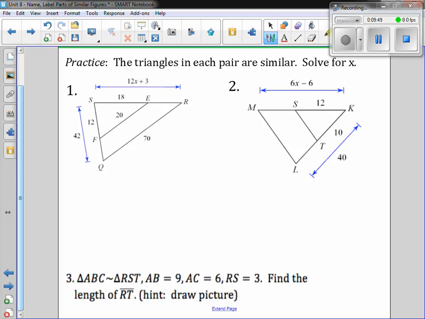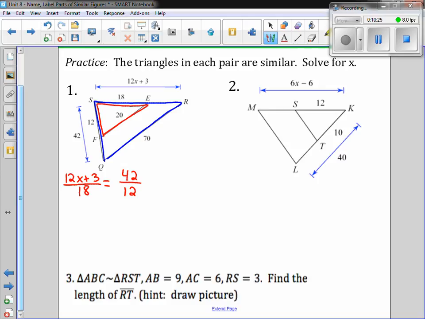In practice problem number 1, we are solving for the missing value of x. So we need to make sure that we are comparing our big triangle of QSR to our little triangle of FSE and their corresponding sides. So I'm going to write that 12x plus 3 corresponds with 18, big side to little side, and 42 corresponds with 12.